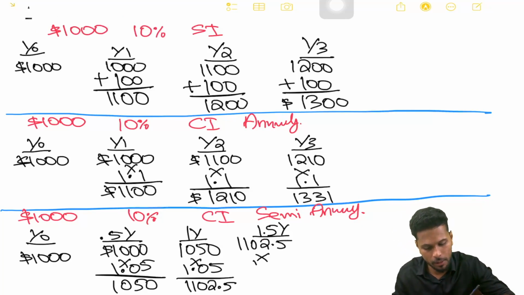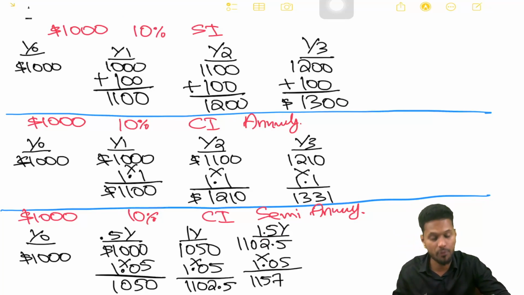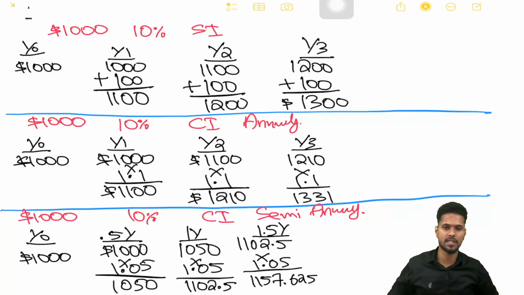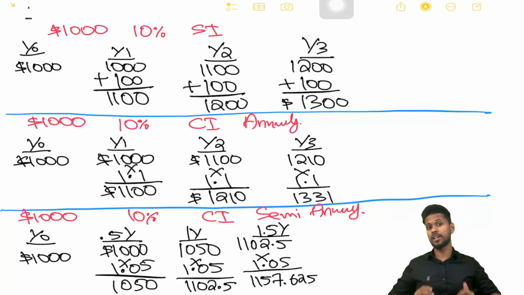Again multiplied by 1.05. Clear? So it will come 1157.625, it will come like that. Okay, yes. So hope you are doing this very simply.